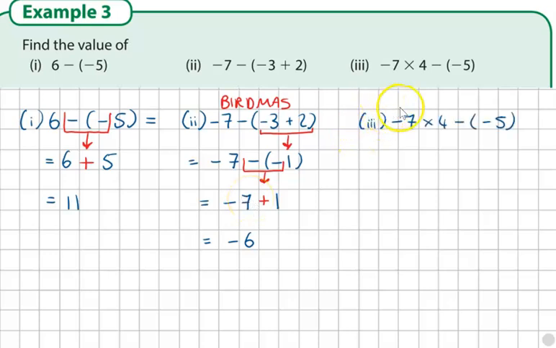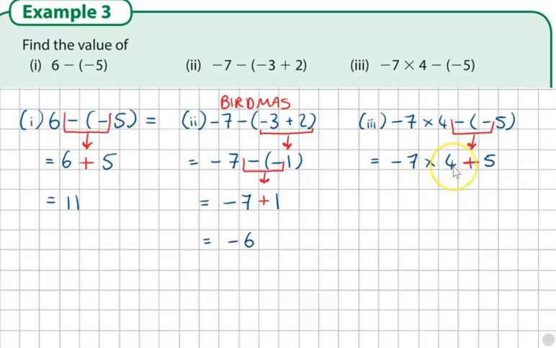Then part 3. Minus 7 multiplied by 4 minus bracket minus 5. So let's start off with the minus times the minus. So a minus times a minus gives a plus. And we're going to bring down the minus 7, multiply by 4, and the 5. So following BIDMAS, then we have to do our multiplication next. So we'll do our addition at the end.